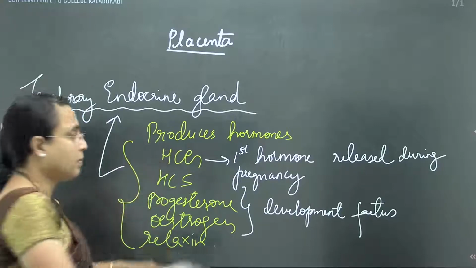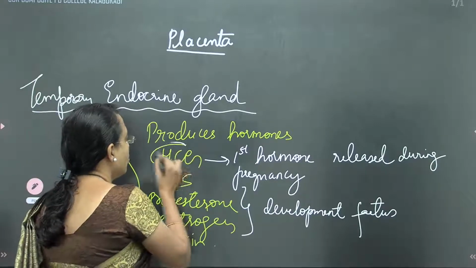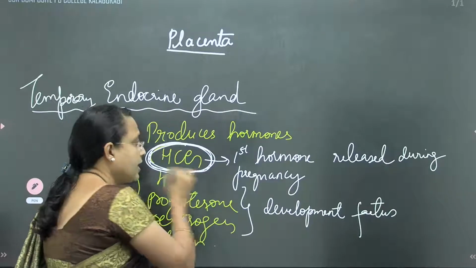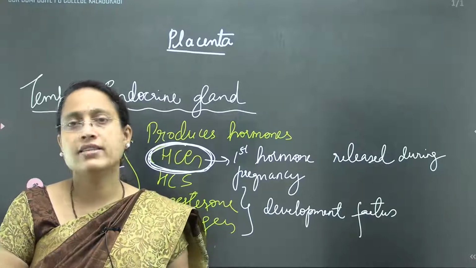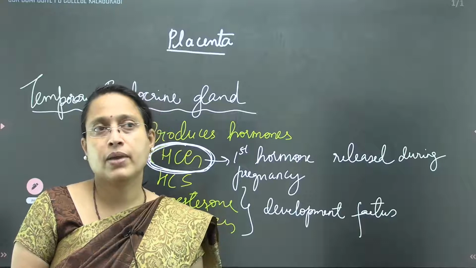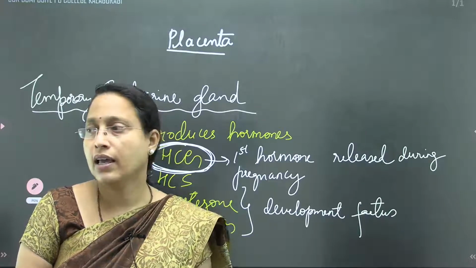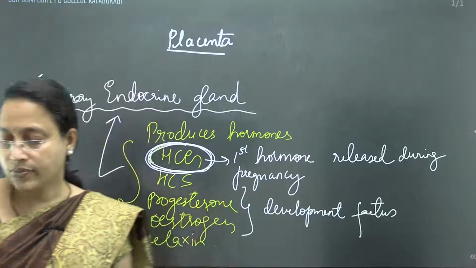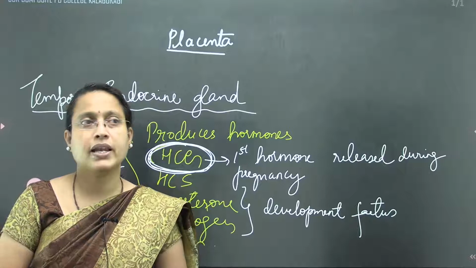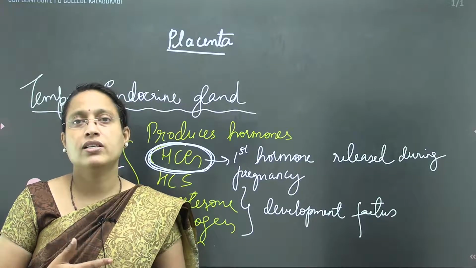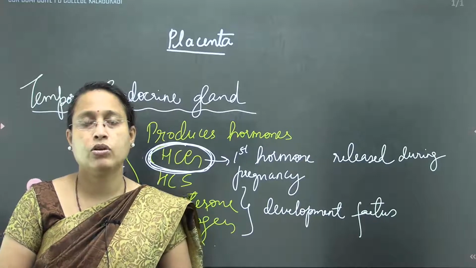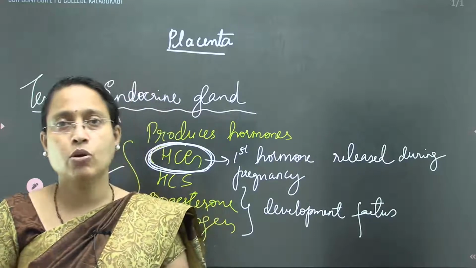Out of this, you should remember this one, the first hormone to be released by the pregnant woman. When this hormone is released, it can be detected in the urine of the woman, and this becomes the basis of pregnancy test kits. Okay, so this completes the topic placenta, explaining what a placenta is, what its functions are, and the different names by which it is known.